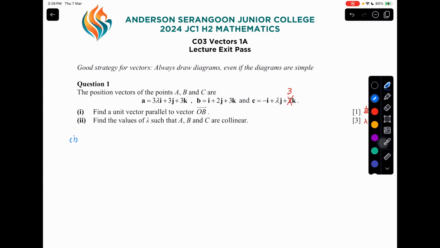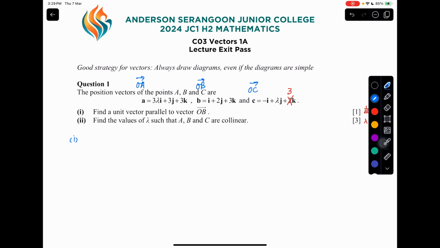So question 1, we have position vectors of the points A, B, and C. They are given like that. Even though they are given in the form of ijk, you can also write this in terms of the column vector. So you have the three position vectors, which means these are OA, in case you don't know, OA. This one is OB. This one is OC.